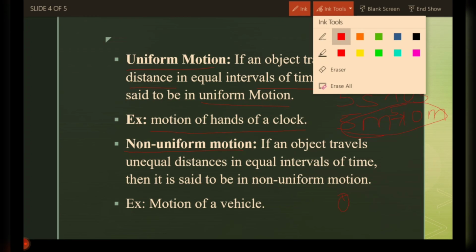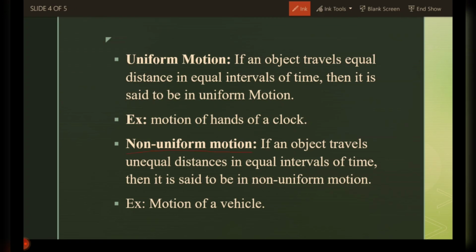The second one is non-uniform motion. If an object travels unequal distance in equal intervals of time, then it is said to be in non-uniform motion. For example, motion of a vehicle. When the vehicle is moving, it covers unequal distance in equal intervals of time because of the speed limit or traffic and anything. Hence it is in non-uniform motion. These are the two types of motions.